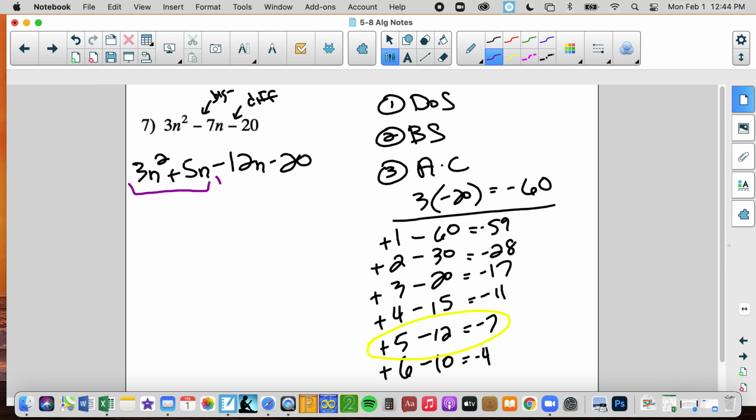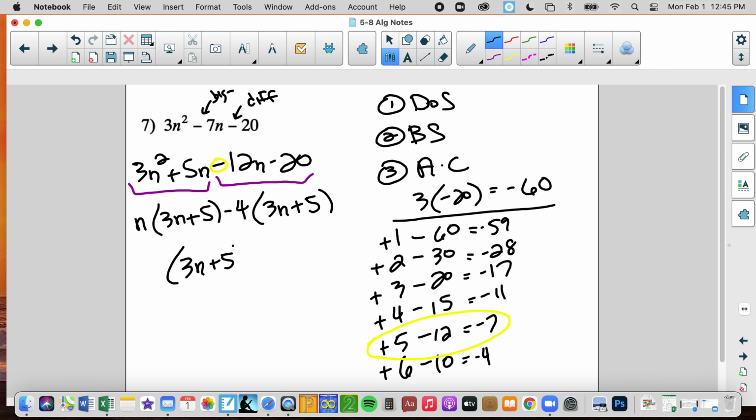Group them up. We again can only take an n from here. That leaves me with 3n plus 5. My first term is negative, so I got to factor out a negative 4, which gives me 3n plus 5. And my answer is 3n plus 5, n minus 4.